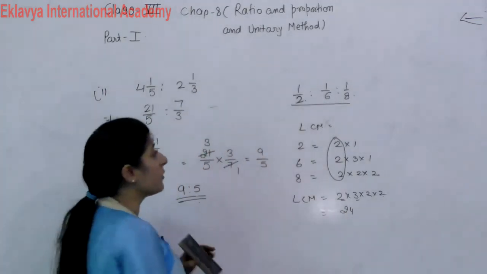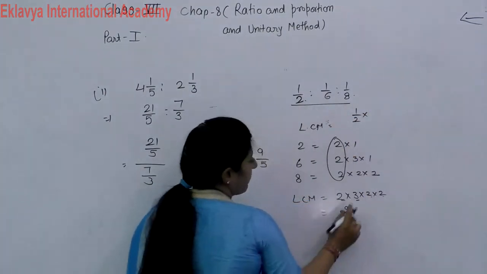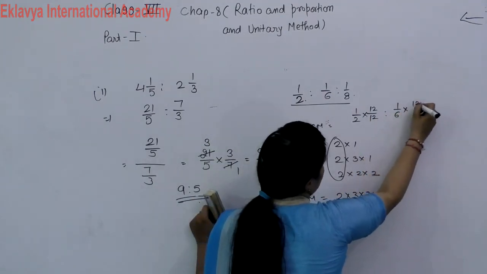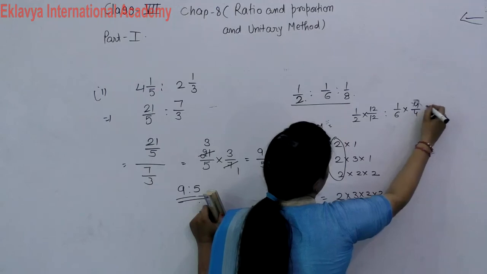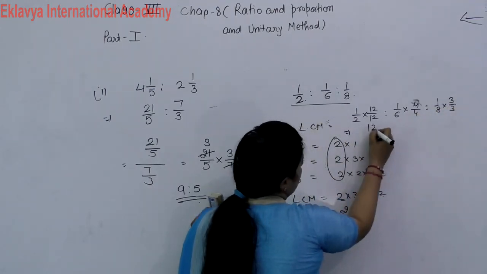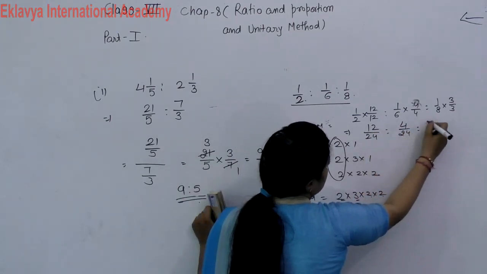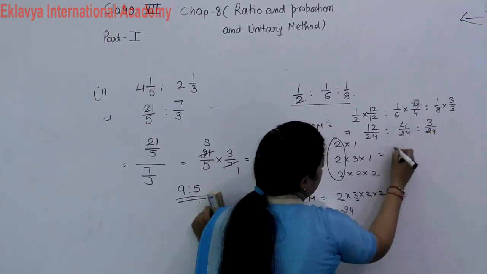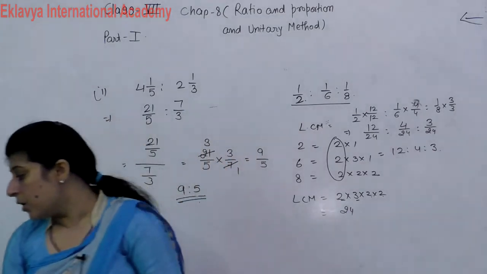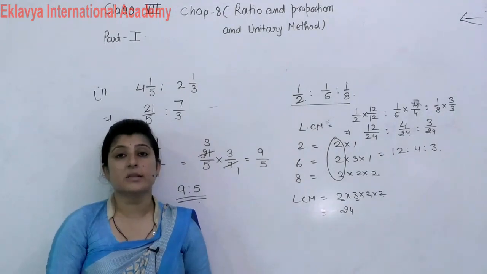Now make the denominators the same in all. That is 1 by 2 into 12 by 12, 1 by 6 into 4 by 4, 1 by 8 into 3 by 3. That is 12 upon 24, 4 upon 24, 3 upon 24. If the denominators are the same, then we can write it like this. The answer is 12 ratio 4 ratio 3. So this is the simplest form.